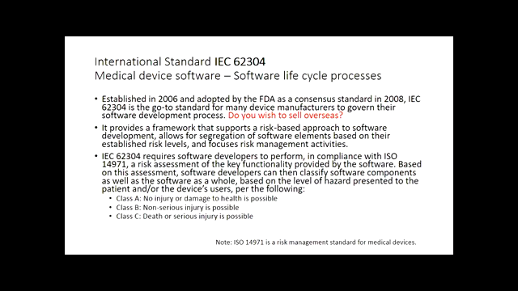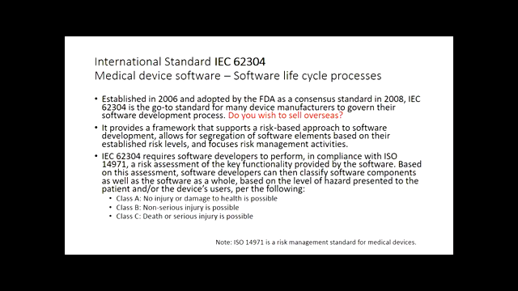So what does this standard do? It provides a framework that supports the risk-based approach to software. It applies ISO 14971 specifically for software, and it classifies it based on the level of hazard presented to the patient and/or the user of the device. If it's Class A, it means no injury or damage to health is possible. So if it fails, it's not a big deal. Class B is non-serious injury is possible, and Class C, death or serious injury is possible.